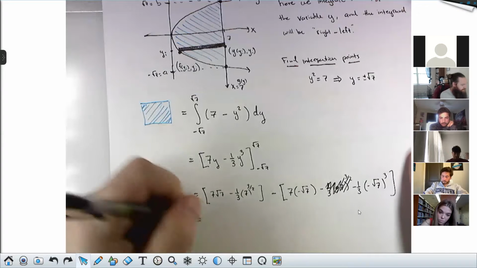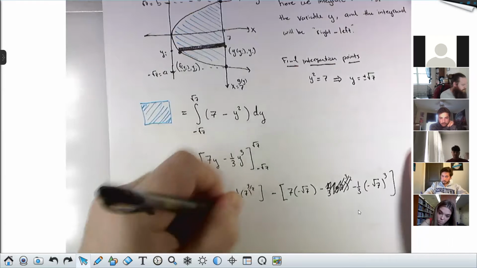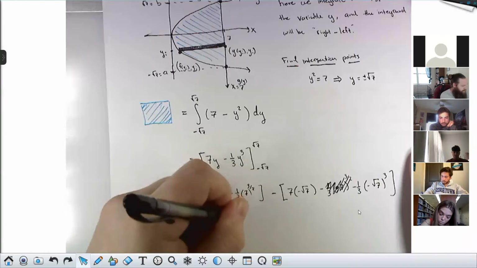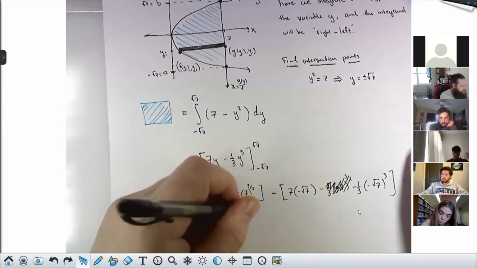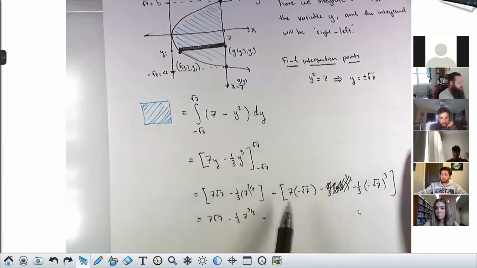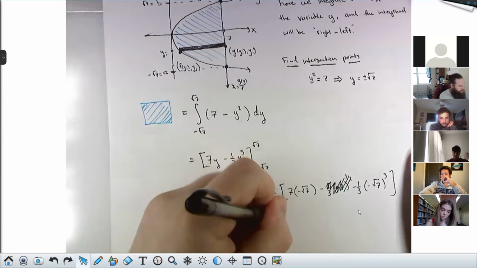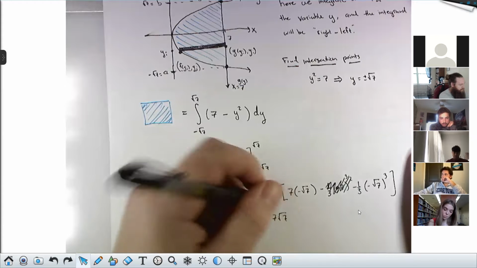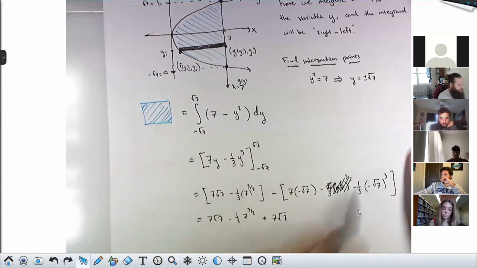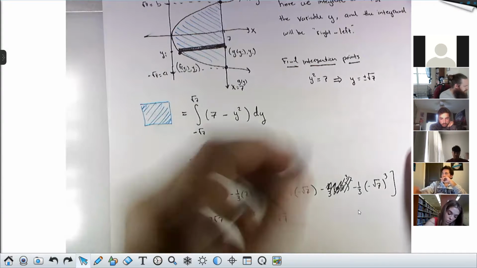Okay. This we can clean up. 7 root 7 minus 1/3, 7 to the 3/2 minus, and then over here, this negative will distribute. This is negative 7 root 7, so we'll have plus 7 root 7, minus minus here makes plus. What are we going to have all together? How many minuses do we have?